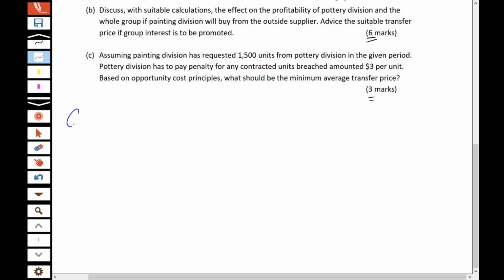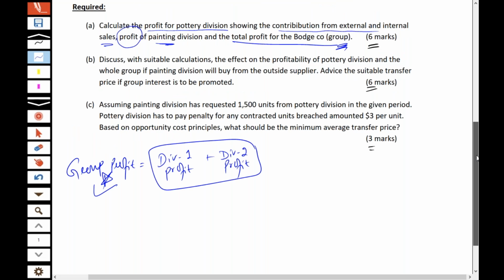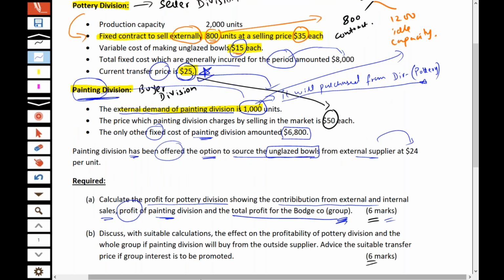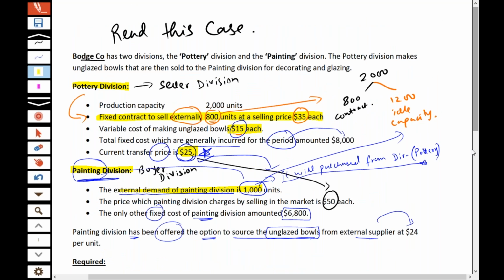Listen, right here, what is the group profit? The group profit is division 1 profit plus division 2 profit. When it will be combined, it will be said to be the group profit. Okay, now see what the 6 marks requirement is. They just want you to prepare the income statement kind of thing and calculate the total profit at this current situation. At this current situation, you need to prepare just the profit statement.